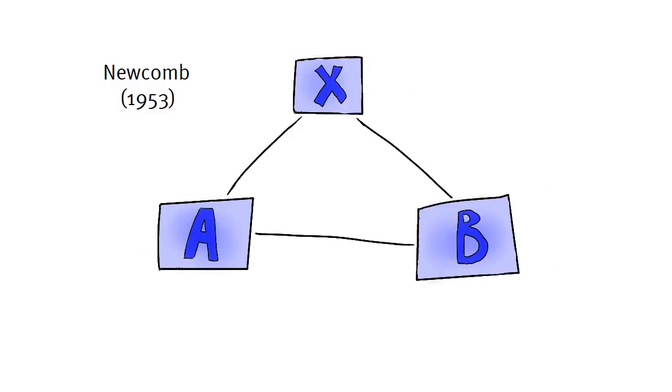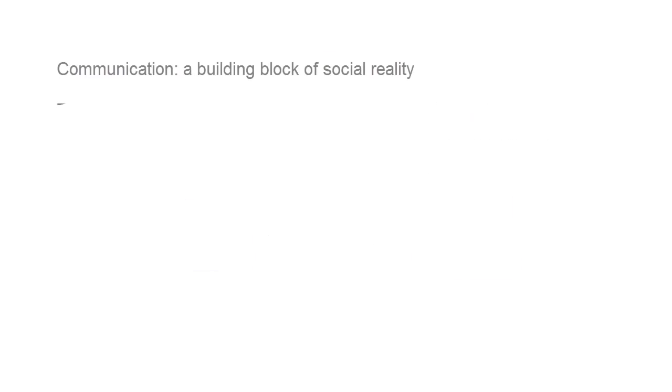Newcomb's model is important because it's one of the first communication models that includes the idea of a social environment that influences the communication process and is itself influenced by the communication process. It contains the idea that communication is used to construct and maintain a social reality. A reality that's very personal for every individual. This theory that communication is a building block of a social reality became popular in the 1960s.